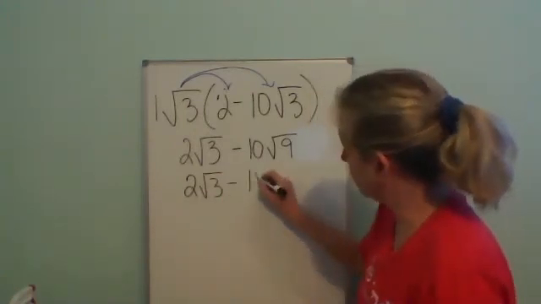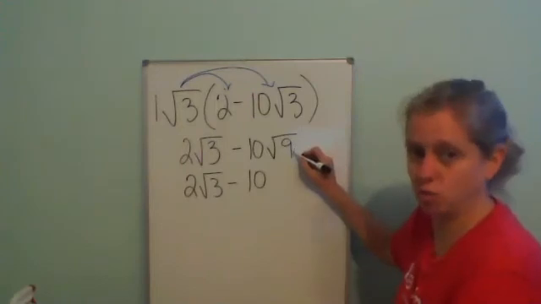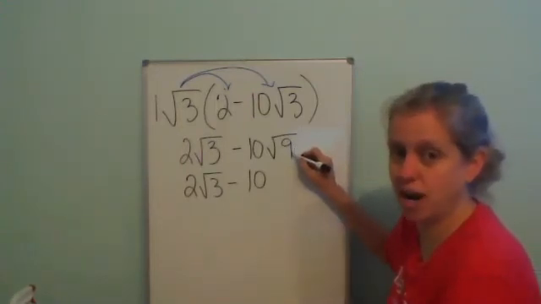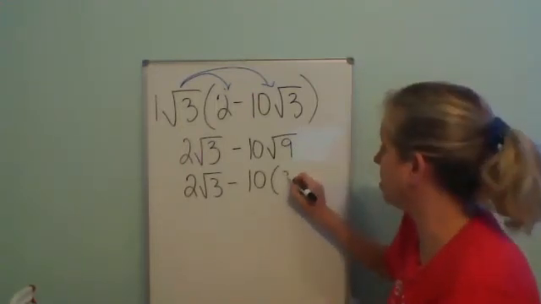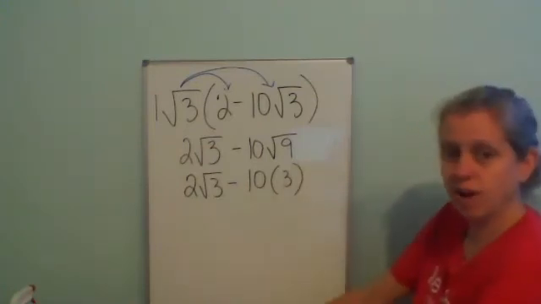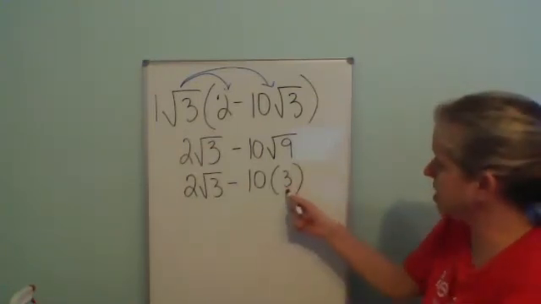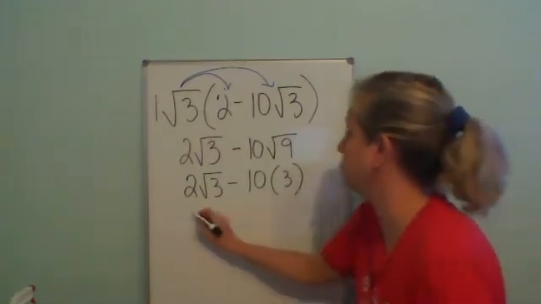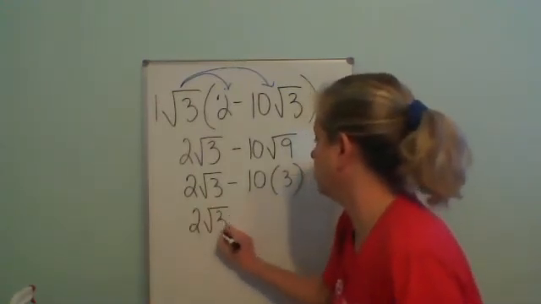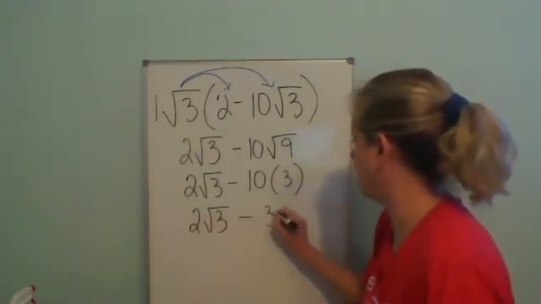Now, I can bring down this 10. Now, what is the square root of 9? Isn't 9 a perfect square? The square root of it is plain old 3, right? So this ends up being 10 times 3, which gives you 30. So you have 2 square roots of 3 minus 30.